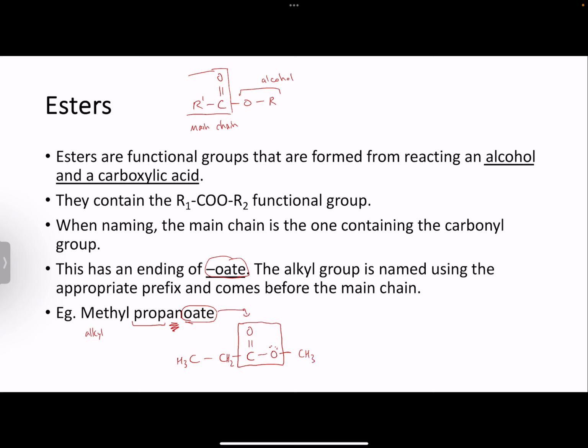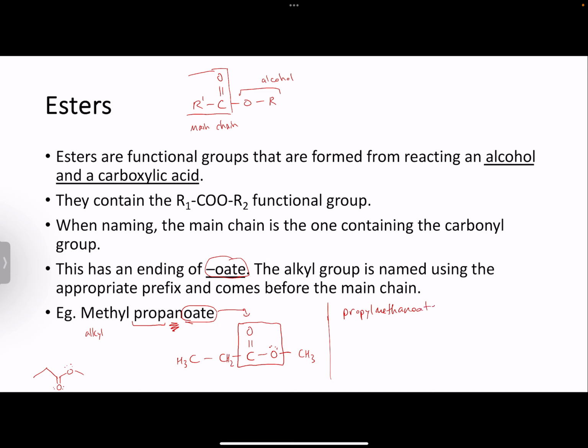If I wanted to see that as a line diagram, 1, 2, 3, it's going to be flipped upside down to the way I drew it. But we can see it just like that nonetheless. Now, if we wanted to flip that, we can name this propyl methanoate.